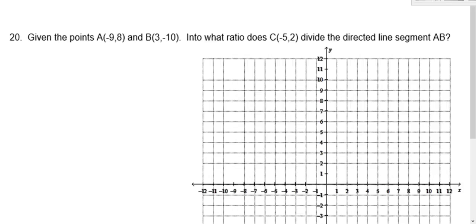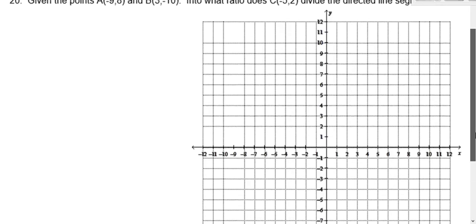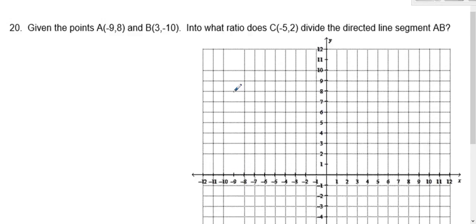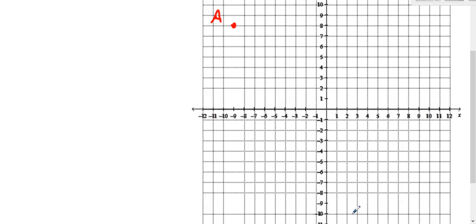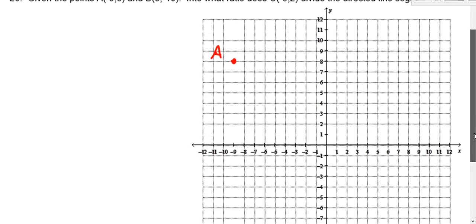Now we're going to look at another directed line segment split into a ratio, but this time we need to figure out the ratio. So you know all 3 points. Go ahead and plot them. A is -9, 8. B is 3, -10. And then C is -5, 2.